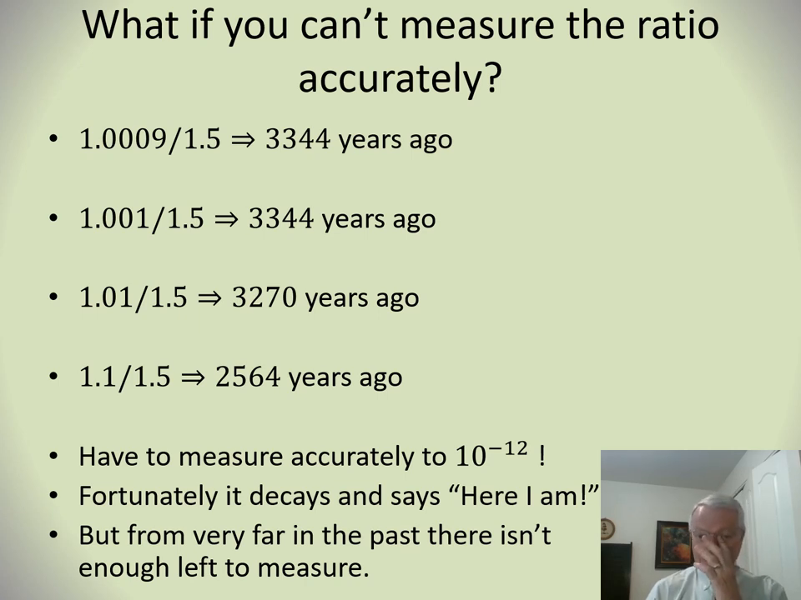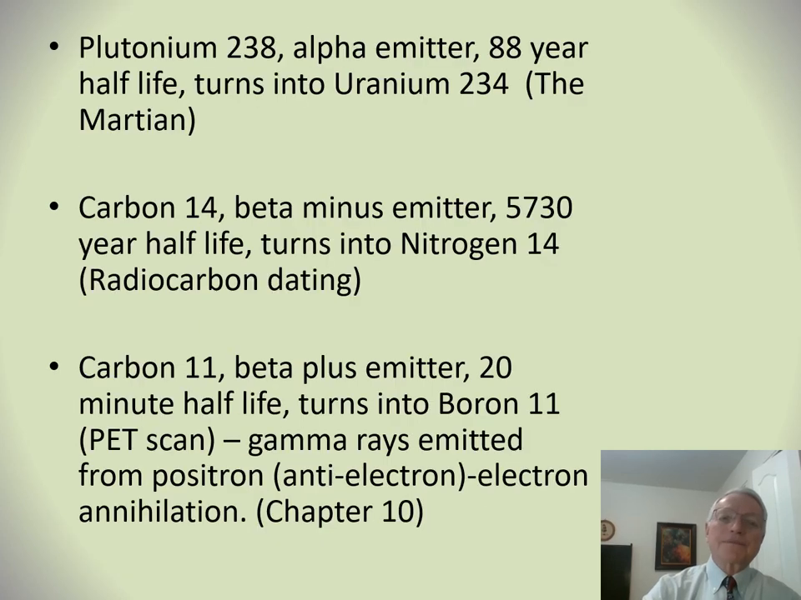Now, fortunately, that's relatively easy because in this decay, a nucleus pops right up and says, hey, I'm here, watch me. I'm shooting out a radioactive electron. I'm shooting out an electron because I'm radioactive. So you can see very tiny things. But if you go too far in the past, there isn't enough left to measure, and it just isn't very accurate anymore.